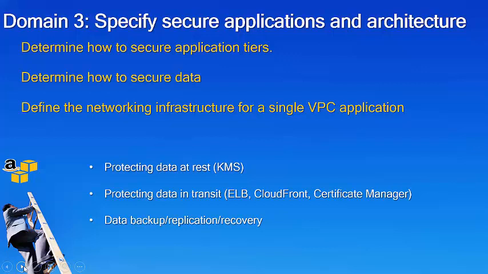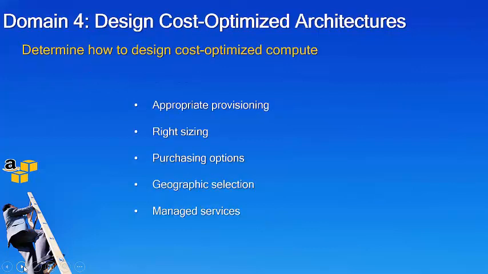This concludes the domain of specify secure applications and architectures. This domain covers 26% of exam scope. Let's explore domain 4, design cost optimized architectures, covering 10% of exam questions. The first objective under this domain is to determine how to design cost optimized compute.